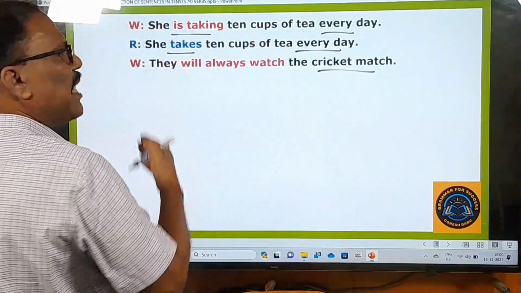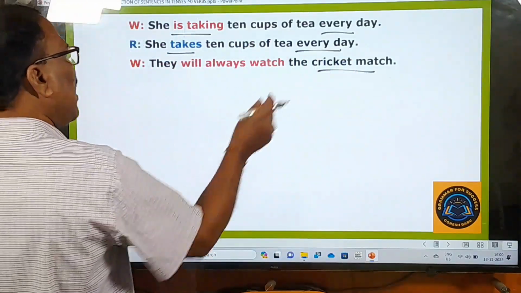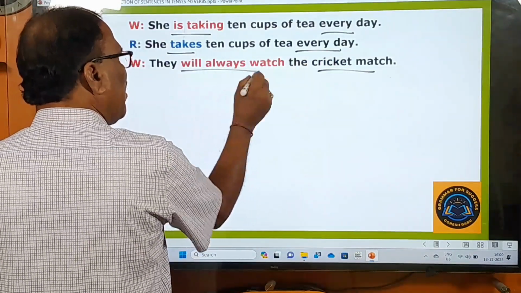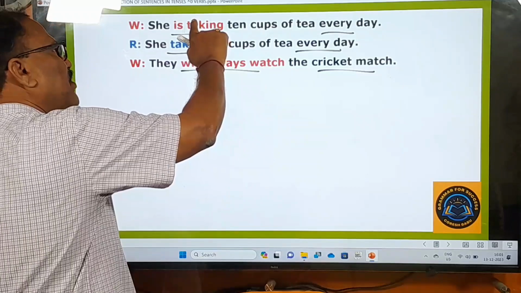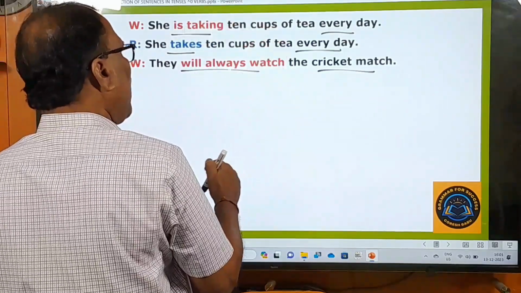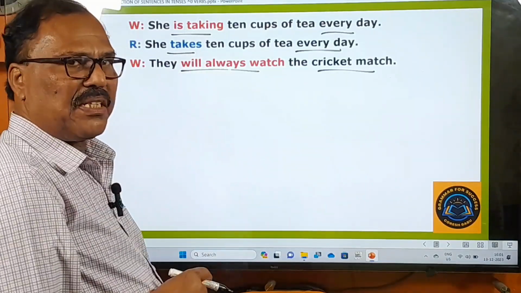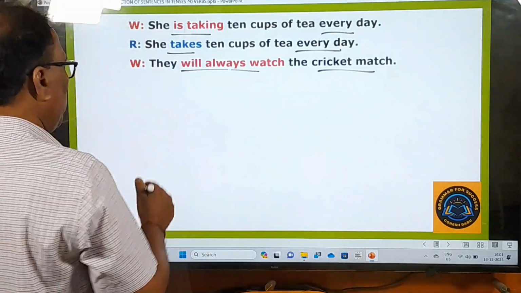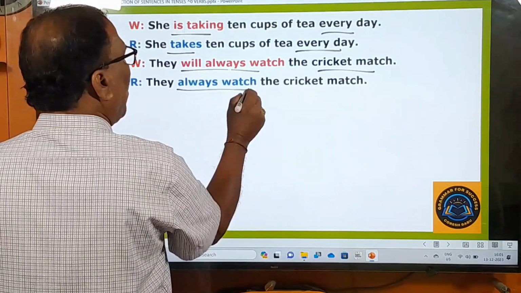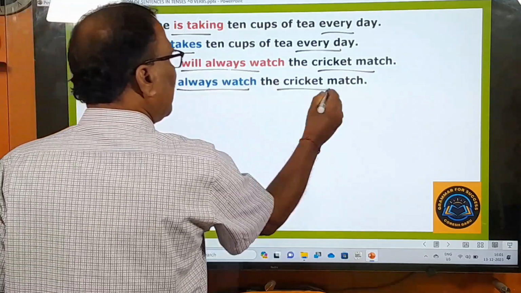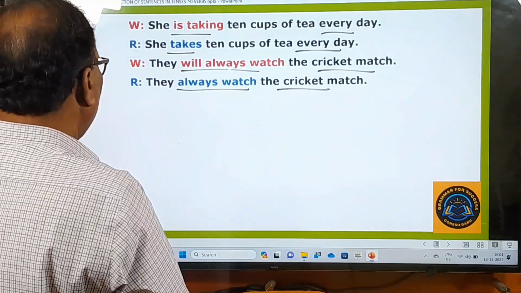One more example: they will always watch the cricket match. It is their present habit. Here that present habit has been expressed in the simple future, and in the previous sentence in the present continuous tense. Both are absolutely wrong. We have to express such present habits only in the simple present. So the answer must be like this: you should not say they will always watch, but they always watch the cricket match.